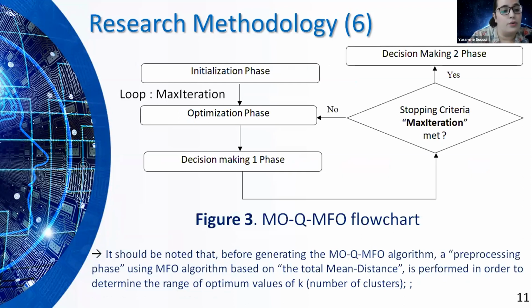Here is the flowchart of the MOQMFO based on 4 phases: the initialization, the optimization, the decision making 1, and the decision making 2. The second and third phases are repeated n times, n being equal to the max iteration. It should be noted that before running the MOQMFO algorithm, a pre-processing phase using the MFO algorithm based on the total mean distance is performed in order to determine the range of optimum values of K. After this phase, the MOQMFO was executed for each value of K. In the end, the optimal F measure as well as its corresponding best position and value of K were selected. K here presents the number of clusters.